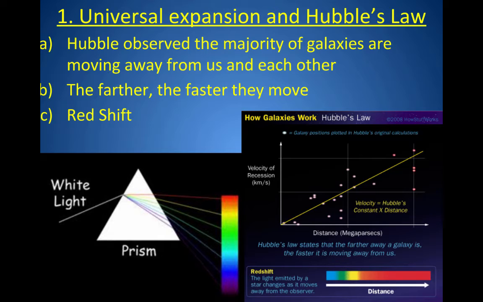And so this idea of redshift is how Hubble was first able to make these calculations about velocity, and that's what you're going to be doing. You're going to be looking at a chart that gives you the redshift, and it'll tell you what that shift corresponds to as far as speed, and then you're going to do some graphing and see what that relationship is.